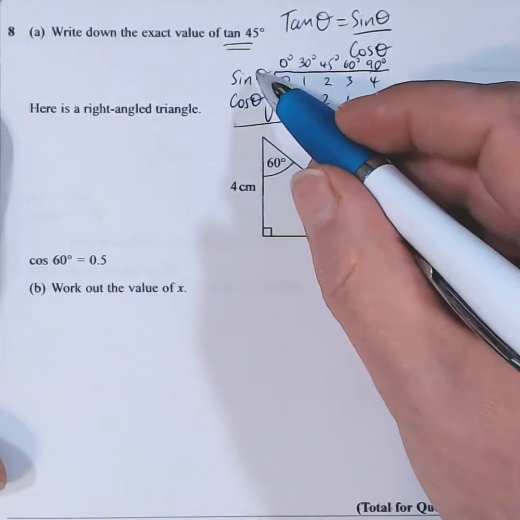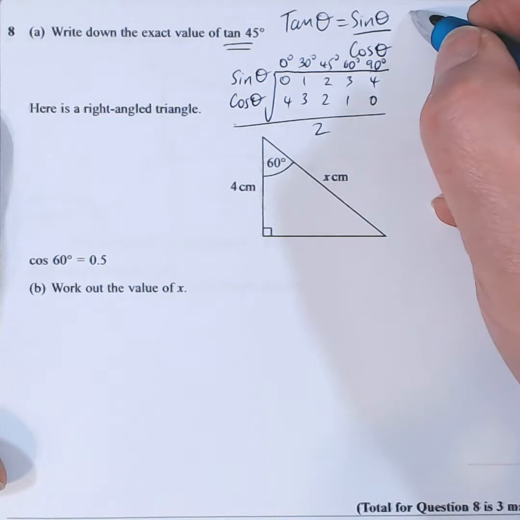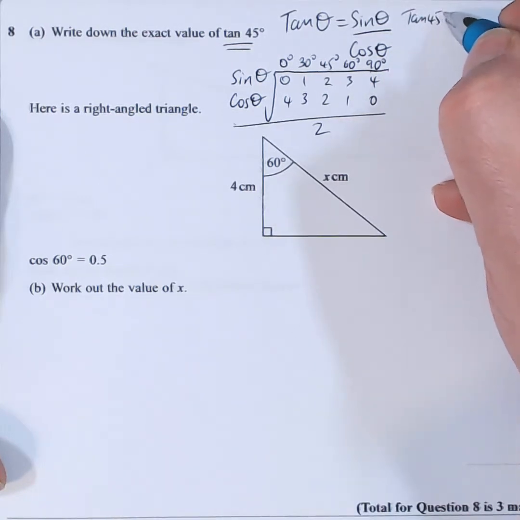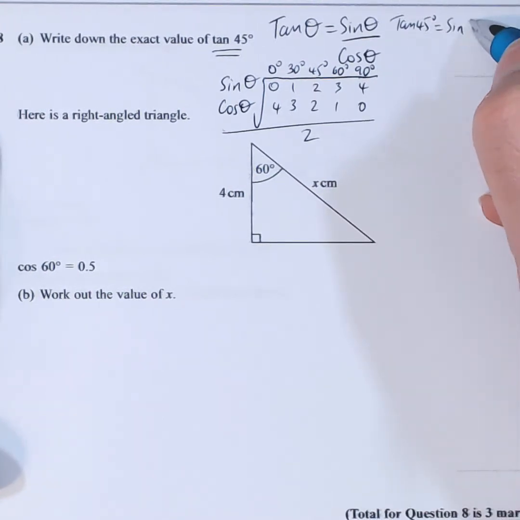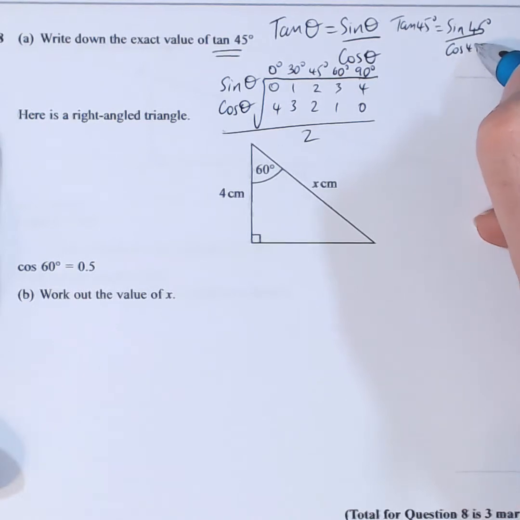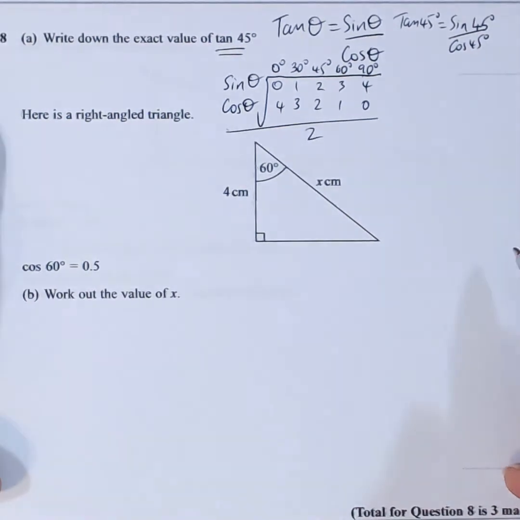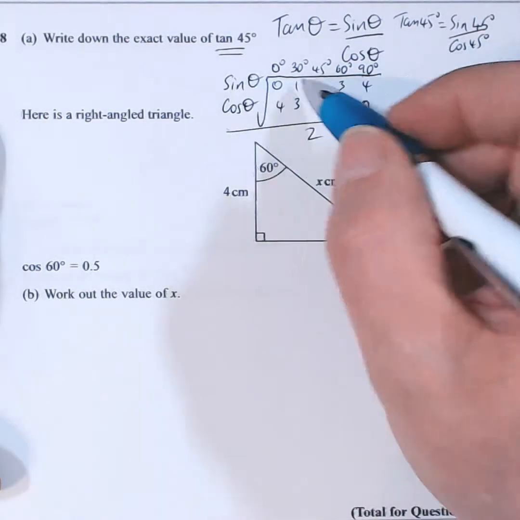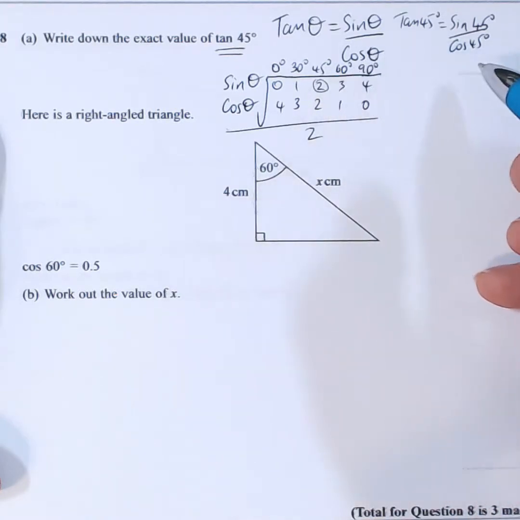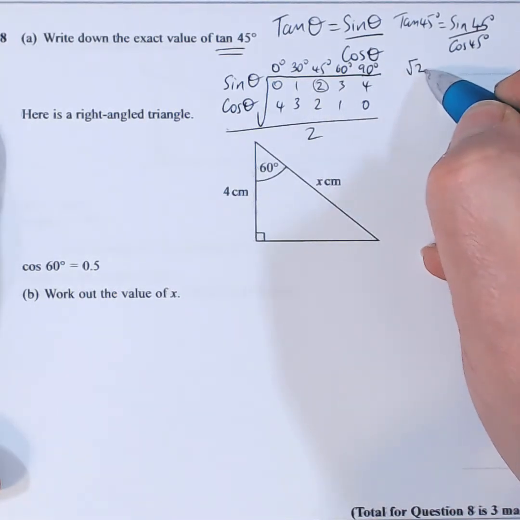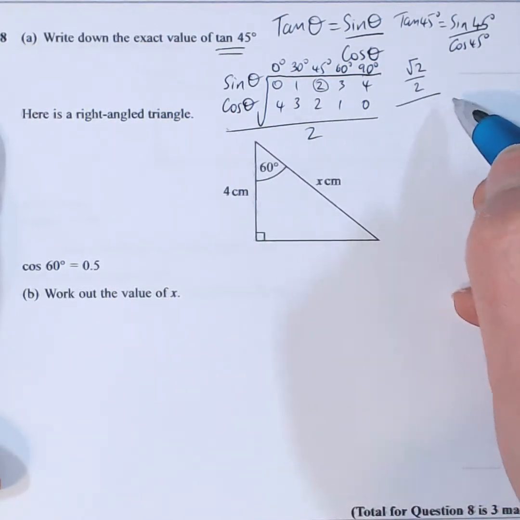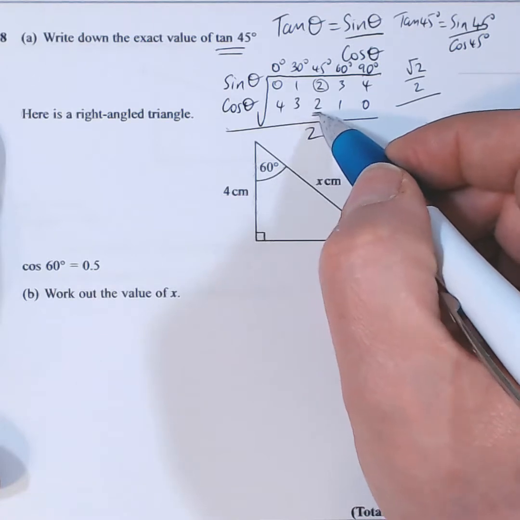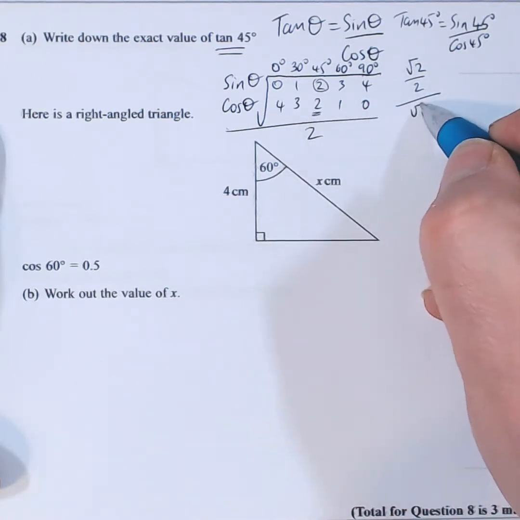So if I want the tangent of 45 degrees, then what that's telling us is that it must be the sine of 45 degrees divided by the cosine of 45 degrees. Well, the way this memory aid works, guys, is I can see that the sine of 45 involves that, so that's going to be the root of 2, but then it's all over 2, so that's going to be root 2 over 2. And we can see that the cosine of 45 is also root 2 over 2.